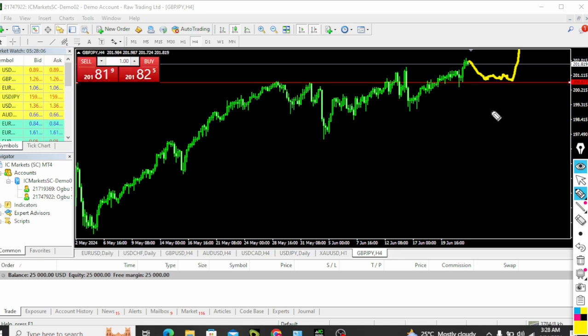So we are expecting this pair to pull back now. Then after the pullback, it will take off to the upside again. So that is GBPJPY. That means the pound is really belittling the JPY for the moment. The pound is on top, so let us look at it in that direction. There will be a little pause, a form of retracement. Thereafter, the pair is building up momentum to take off to the upside. All right.